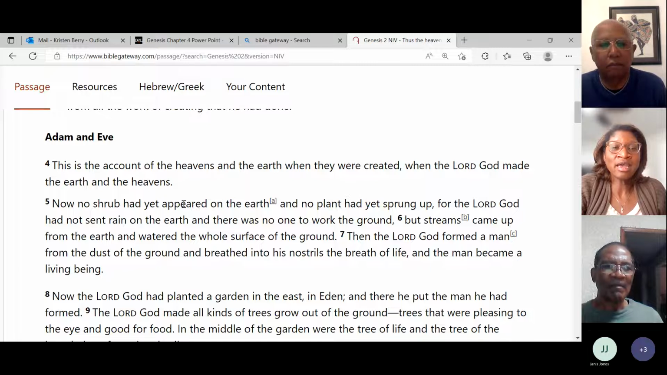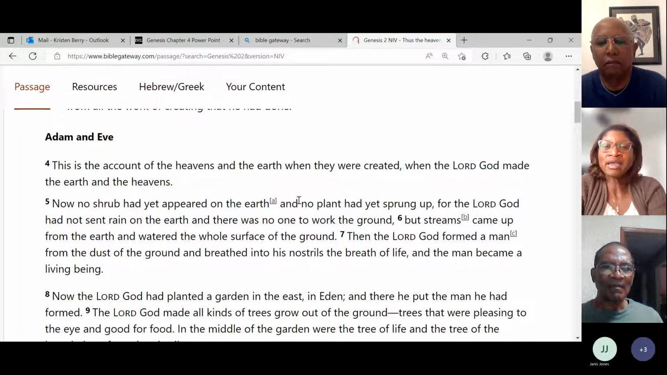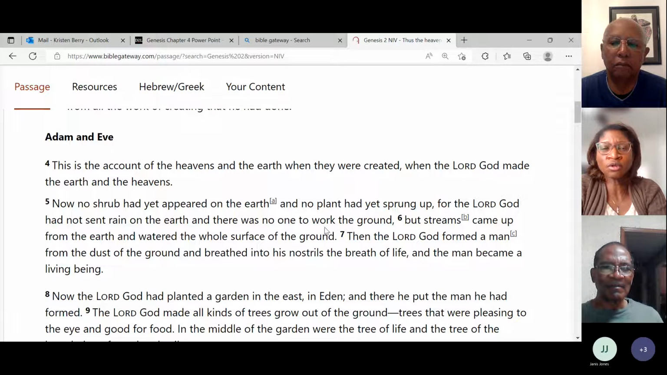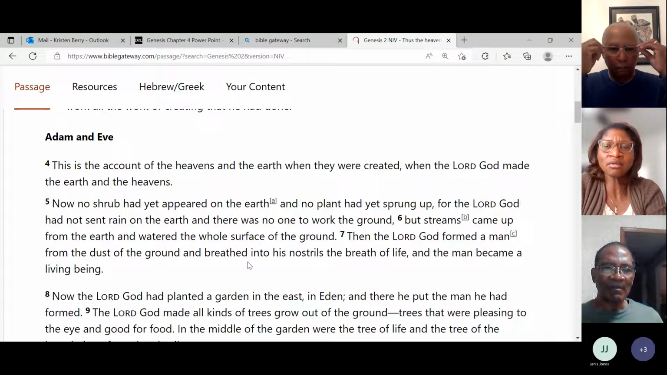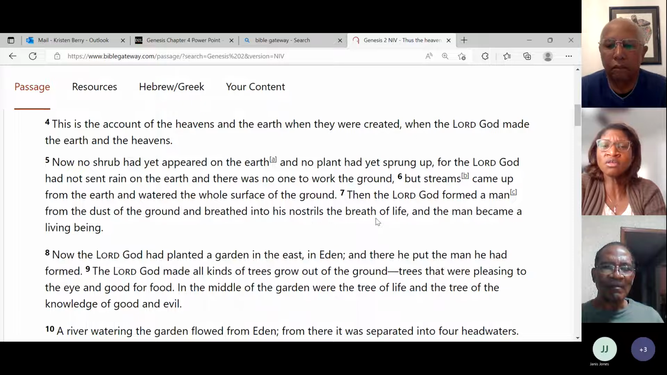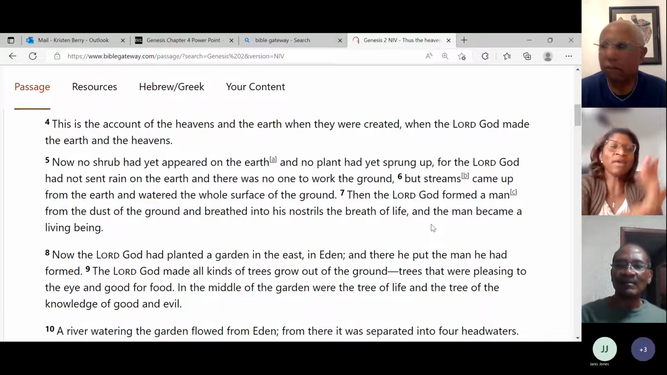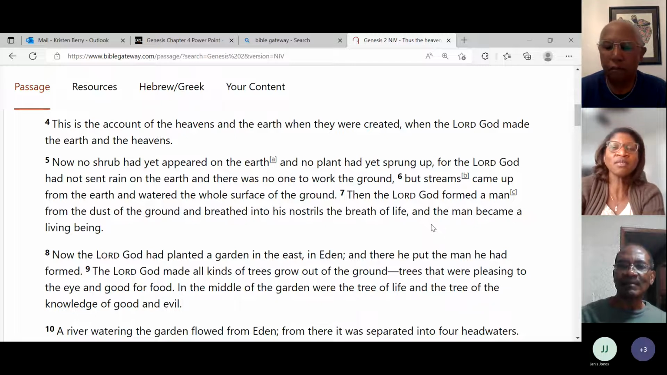Now no shrub had yet appeared on the earth, and no plant had yet sprung up, for the Lord God had not sent rain on the earth, and there was no one to work the ground, but streams came up from the earth and watered the whole surface of the ground. Then the Lord God formed a man from the dust of the ground and breathed into his nostrils the breath of life, and the man became a living being. Let's just stop right there. You see anything that was interesting?